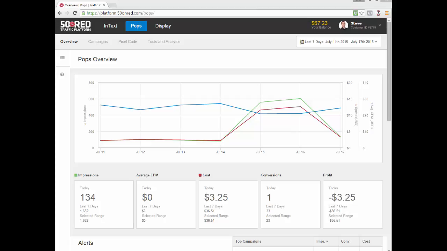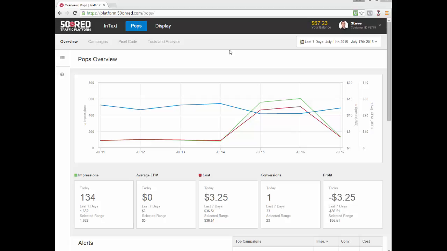Here we are in 50onRed, and it is 2 days after we've created our 3 campaigns, pretty much exactly 48 hours. We're going to be examining what results we've gotten so far and if there's any tweaks or changes that we can make. I have been monitoring the campaigns since we got them going. I've made some stoppages for some URLs that were eating up too much of the budget, or not producing for us.